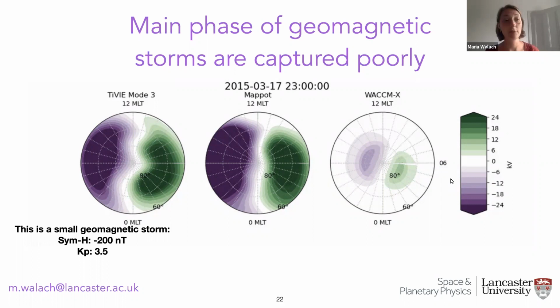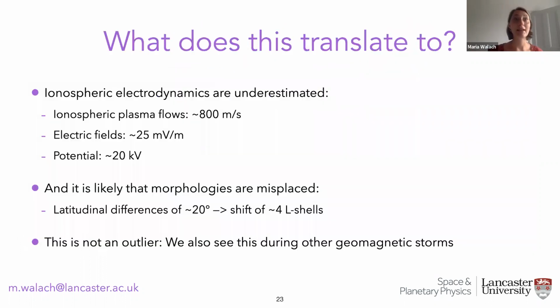And this is just for a small geomagnetic storm. Kp here was only at 3.5, so this is only just about what most people would consider a storm threshold. It does translate to fast ionospheric flow, so 800 meters per second, and electric fields of around 25 millivolts per meter in some places. The differences are larger as well. And we have a difference in the electrostatic potential of around 20 kilovolts, which you might not think is large, but if you're then looking at plasma flows and how this translates into Joule heating, you have a runaway effect happening.